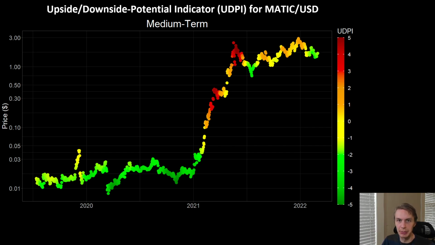Ethereum being such a big, massive project, even with some of those upgrades they're going to be putting in, it's likely that there'll need to be additional scaling alongside. And that's what MATIC, or Polygon, is really trying to accomplish. And so if we look at our UDPI for MATIC, that's what I'm showing you here, the upside downside potential indicator. I'm showing you the medium term version of the model.